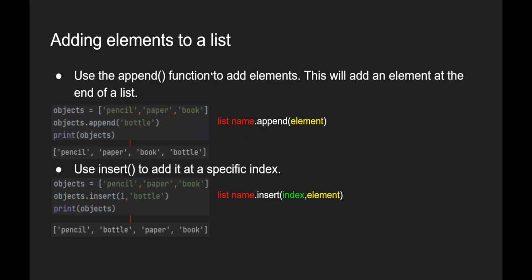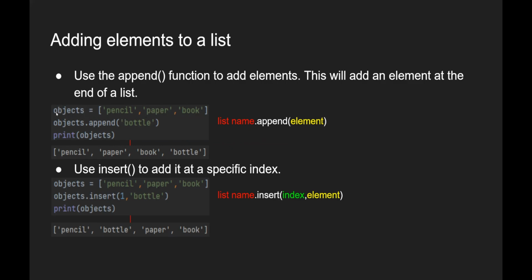If we wanted to add an element to a list, we can use the append function, and it will add an element at the end of a list. So if we said the list name and then dot append, and then we put an element inside, it will add it at the end of the list.